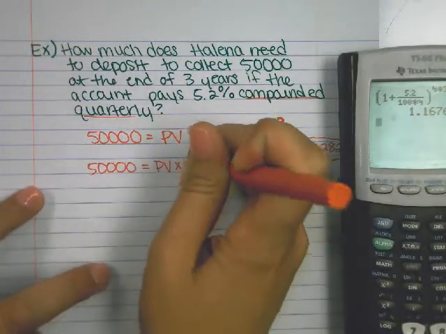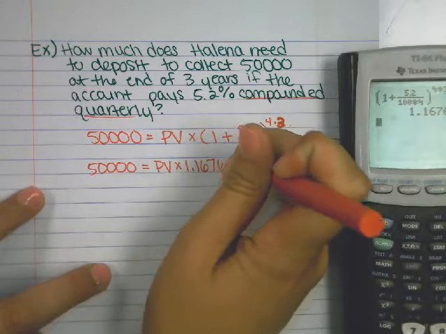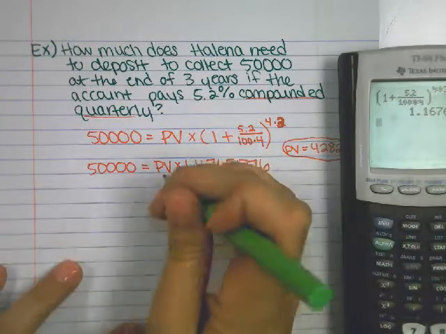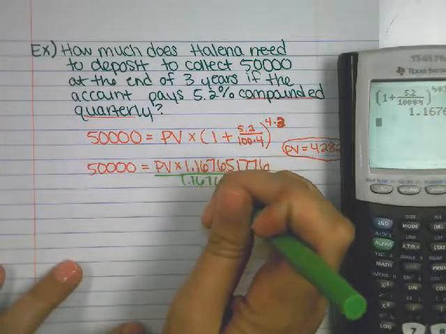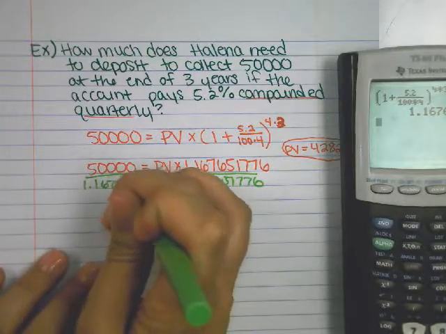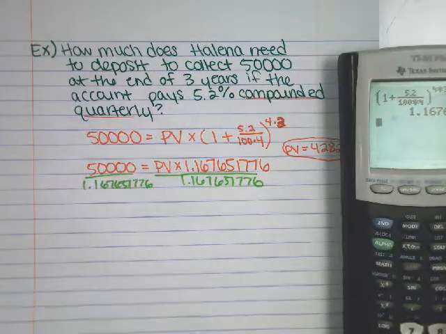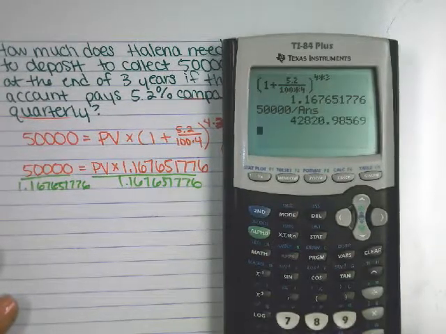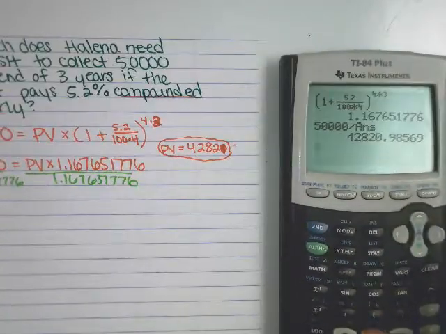Present value times 1.167651776. And since it's present value times that, we divide it off. So we take our 50,000 divided by that number. Same thing.